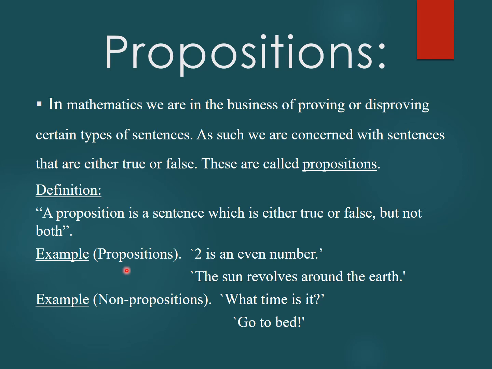For example, these two are propositions. Like, 2 is an even number. So if I ask whether 2 is an even number, it means it's a true sentence. So this is a proposition. The sun revolves around the earth. Is it true or false? It's either true or false. As this is false, it is again a proposition.